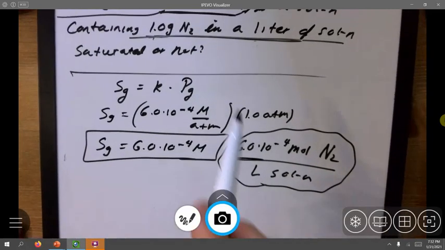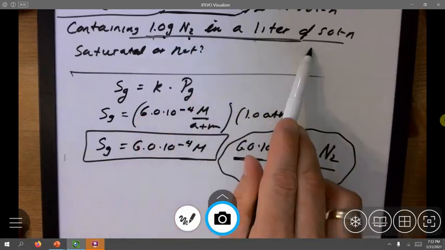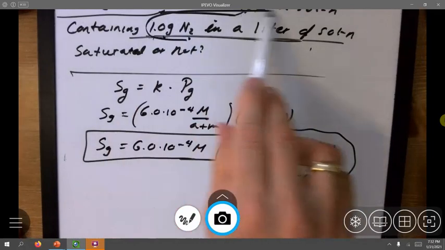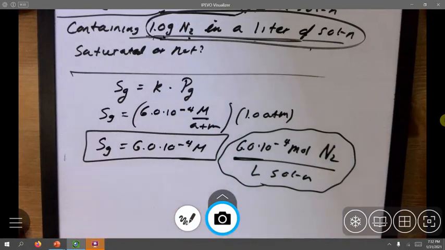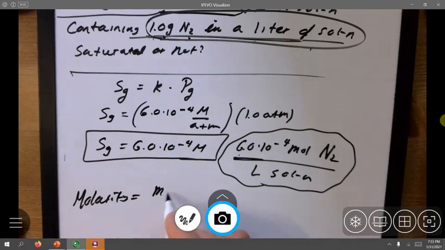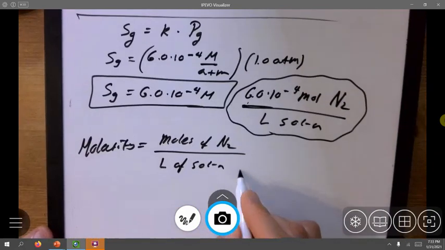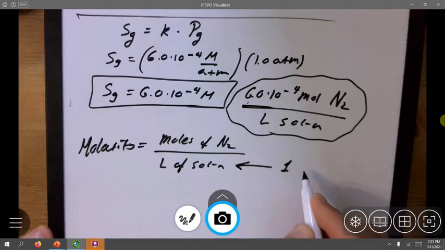So what I'll do is I'm given another solution here, 1 gram of nitrogen in a liter of solution. I'm going to calculate the molarity of this thing. If the molarity is less than this value, I'm good. I'm unsaturated. Then I'm not saturated. If the molarity is greater than this value, I am beyond the saturation limit. So let me calculate the molarity of that solution. Again, the molarity is equal to moles of N2 divided by liters of solution. I gave you this as 1 liter. I told you that it's 1 liter.